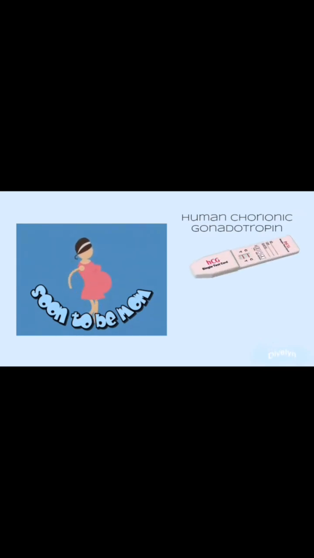In the event that you become pregnant, your body will produce human chorionic gonadotropin. This is the hormone detected by pregnancy tests. It aids in the maintenance of the corpus luteum and the thickness of the uterine lining.